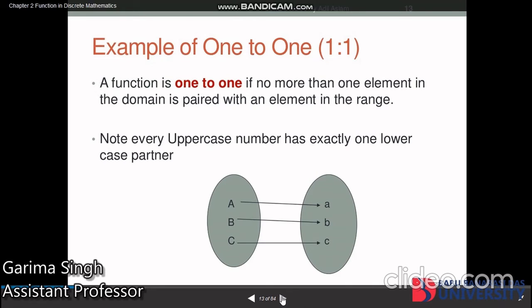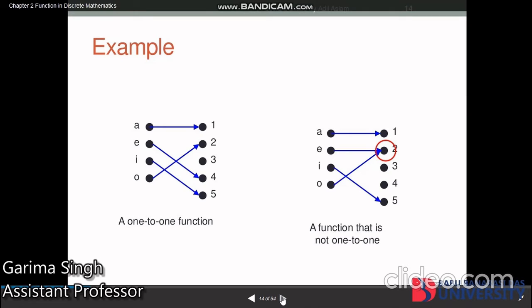This is an example of a one-to-one function. A function is one-to-one if no more than one element in the domain is paired with an element in the range. See, exactly one element is paired to exactly one element. Note every uppercase letter has exactly one lowercase partner. This is also an example of a one-to-one relationship. A function that is not one-to-one is also given.